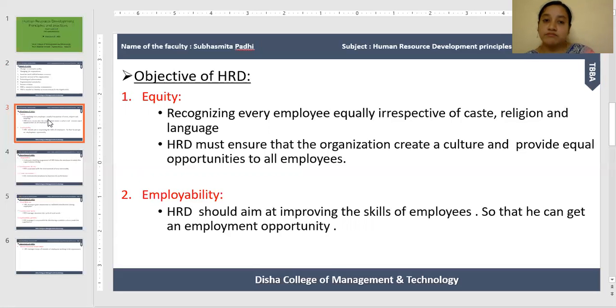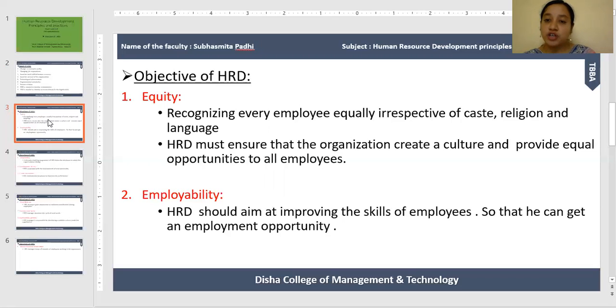So we conclude that HRD does not give importance to a particular group of people, particular religions' people, particular cultured people. It provides equal opportunity for developing the skills, knowledge, and abilities to all employees of the organization, because it considers that the organization is developed if the total human resource of the organization is developed.